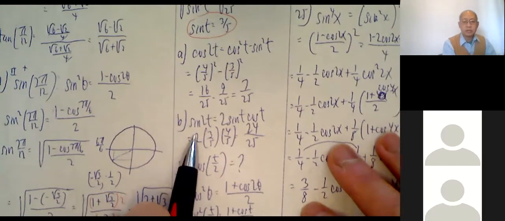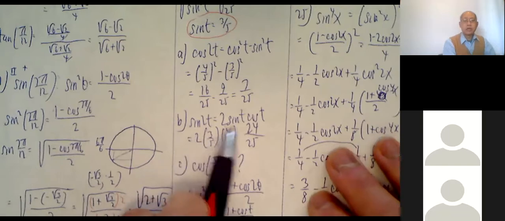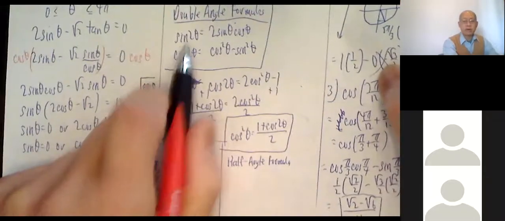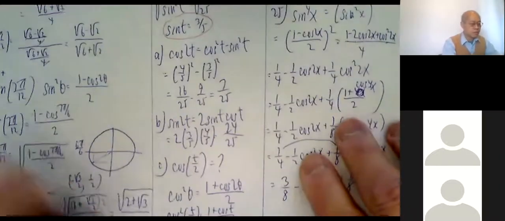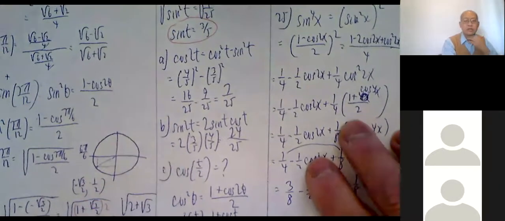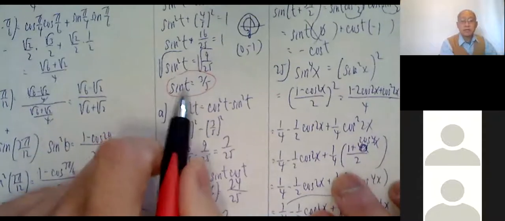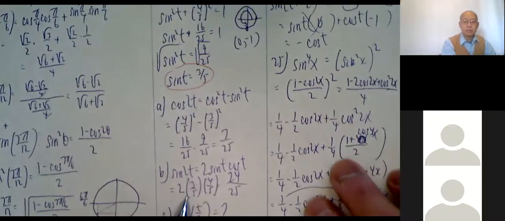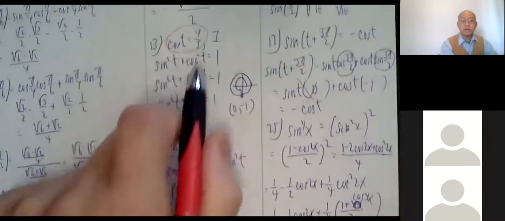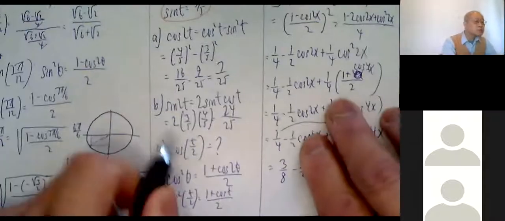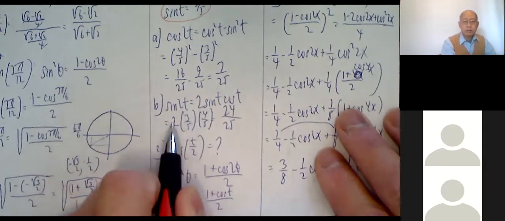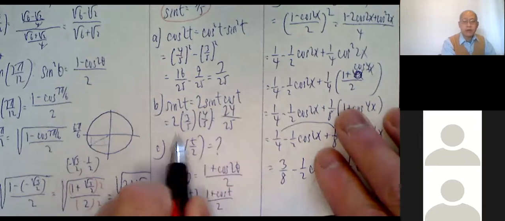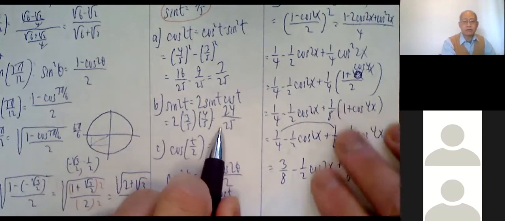Sine of 2t. Okay, 2 sine t cosine t. Sine of a double angle: sine of 2 theta is 2 sine theta cosine theta. So it's 2 times sine of t, which was 3/5, times cosine of t, which was 4/5. So 2 times 3/5 times 4/5. Put them all together: 2 times 3 times 4 is 24, 5 times 5 is 25. So the answer is 24/25.